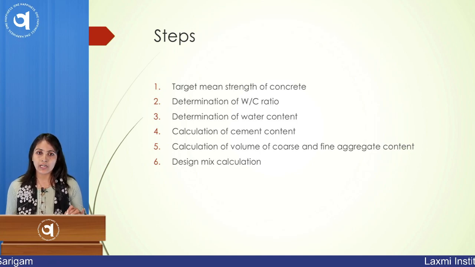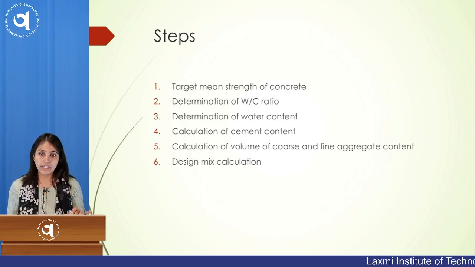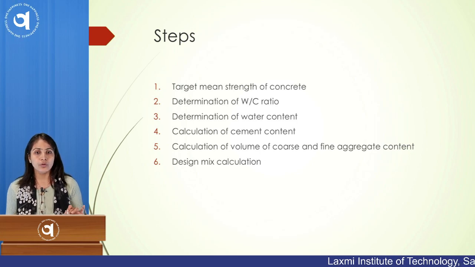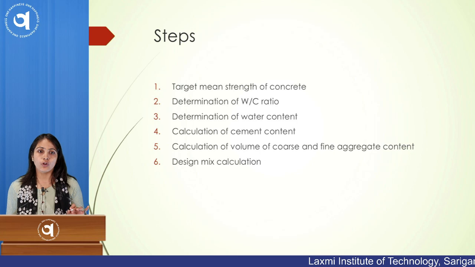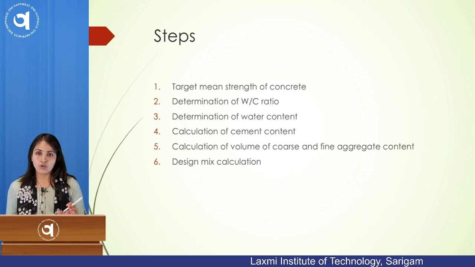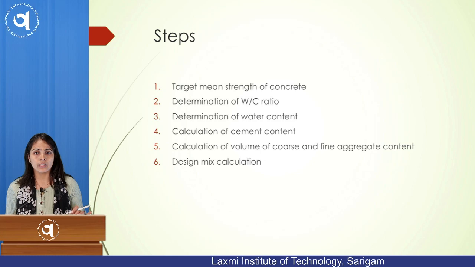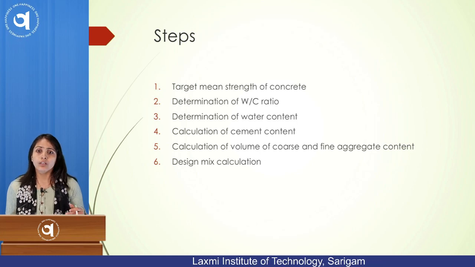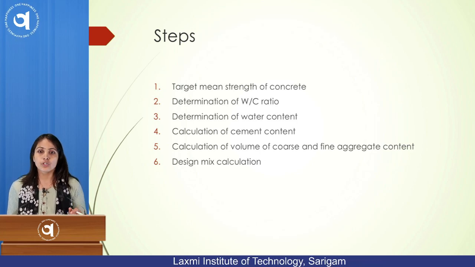That is, first is the target mean strength of concrete we have to find. Then second, the water cement ratio we will determine. Third, water content we will determine, fourth is calculation of cement, fifth is calculation of volume of coarse and fine aggregate content, and then design mix calculation. So we all know that the ingredients of concrete are nothing but cement, fine aggregate, coarse aggregate, water, and now in the upgraded version, admixture also we are adding. So we will solve accordingly.